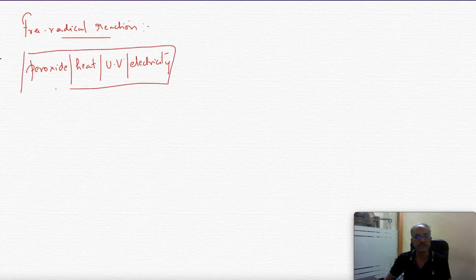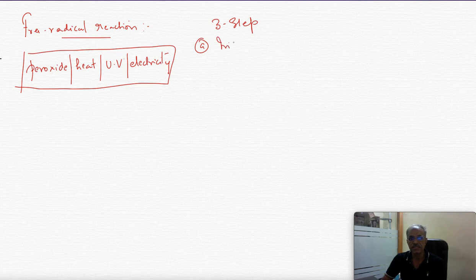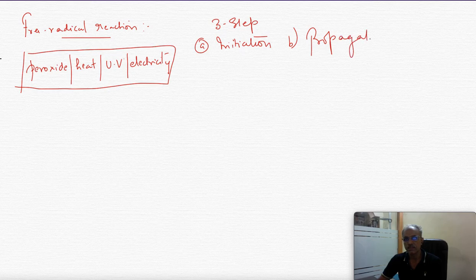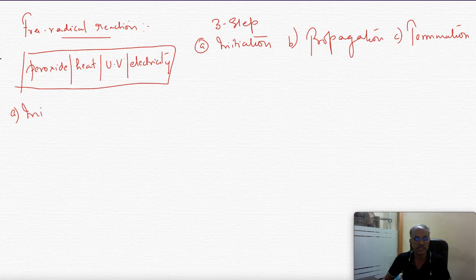So there are 3 steps in a free radical reaction. We'll go step by step. First one is initiation, B is propagation, and C is termination. So first we'll go with initiation. As the name itself indicates, it leads to the initiation of electrons.